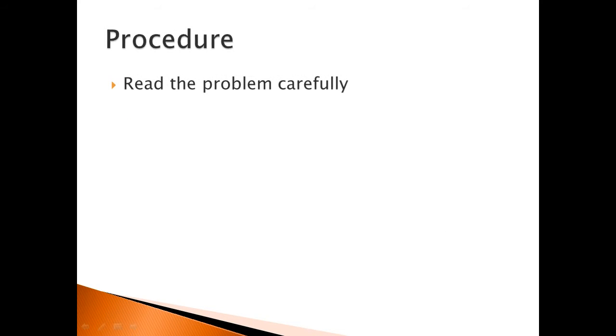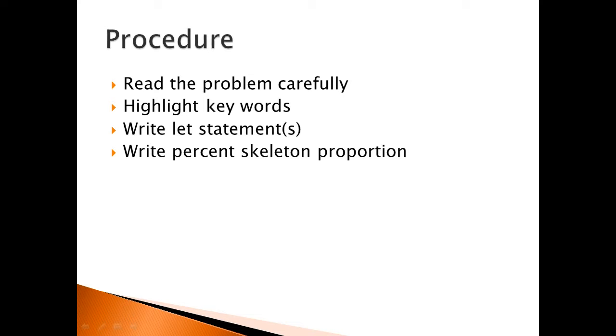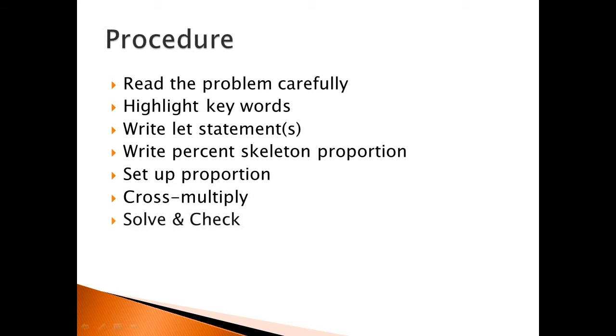So your procedure is as follows. You want to read the problem carefully and highlight any keywords that will lead you to an equation. You'll then write your let statements and write your percent skeleton proportion. Remember, that's is over of equals percent over 100. You'll then set up your proportion, filling in the missing spots. You'll cross multiply and solve, and then check your work, followed by a conclusion statement where you're answering the question that is being asked of you.